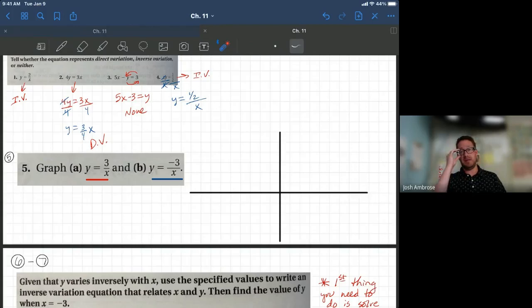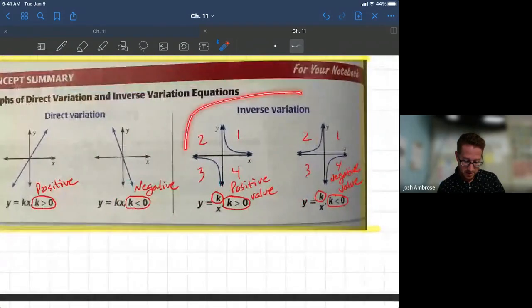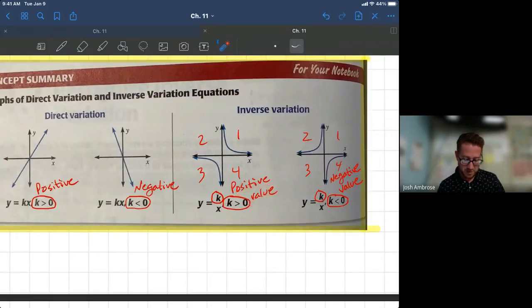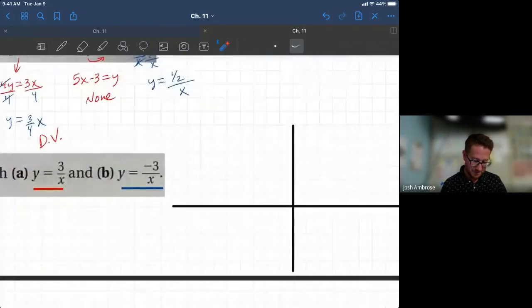And remember what I said, I care the most that you have your graph in the right quadrant. Because if you look at our formats, both of these are inverse variation formats. Let's do that quick refresher. That's these guys right here. A positive value goes in quadrant 1 and 3. A negative value goes in quadrant 2 and 4. So here's what I mean by let's keep it simple.